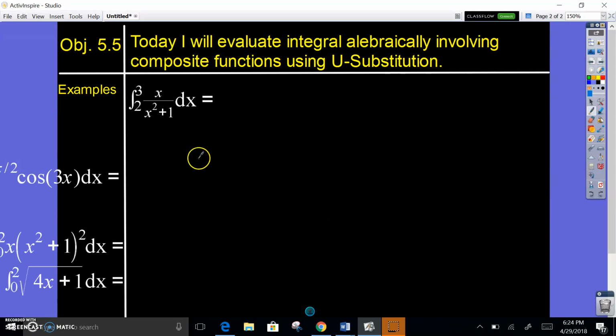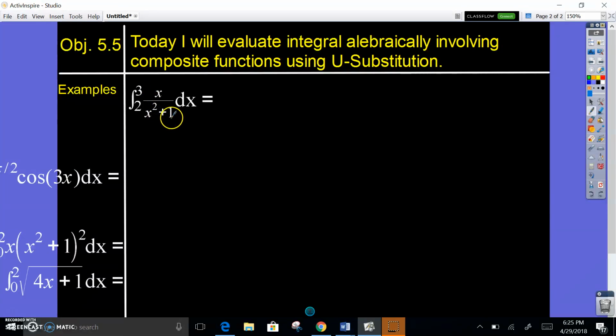Welcome back. This is a second video to show you another example using U substitution. One of the things I want you to keep in mind is how do I know I'm supposed to be using U substitution? Well, generally you will see a composite function. When you see a composite function, you know U substitution is more than likely the technique you will need to use. In this case here, I'm looking at an x on top, x squared plus 1.